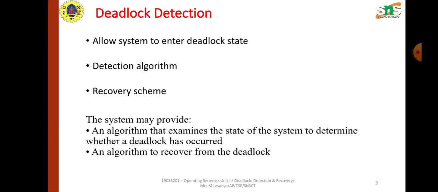We are going to see about operating system deadlock in this session. In the previous session, we have already seen what a deadlock is, what the causes of deadlock are, and what the characteristics of deadlock are. And under that, we have seen methods of handling deadlock. Under the methods of handling deadlock, there are totally four: deadlock prevention, avoidance, detection, and recovery.